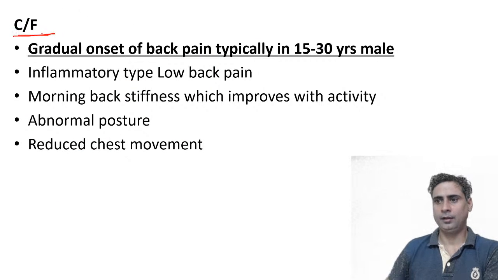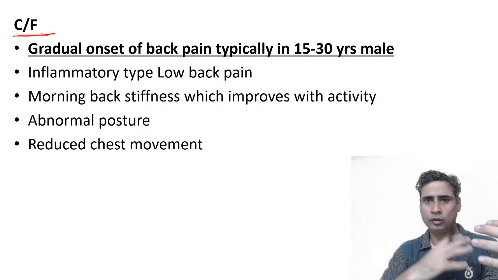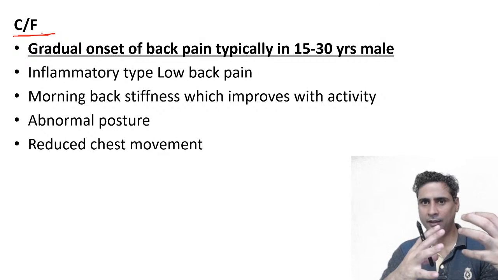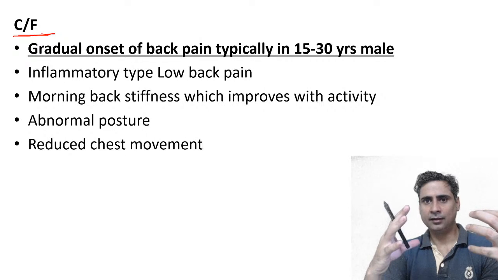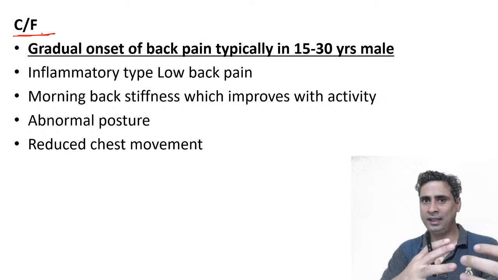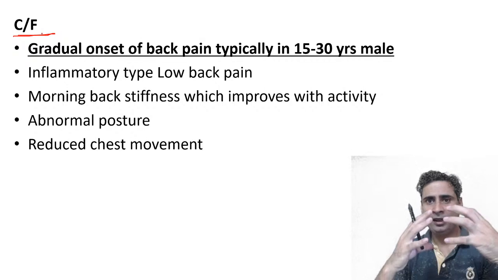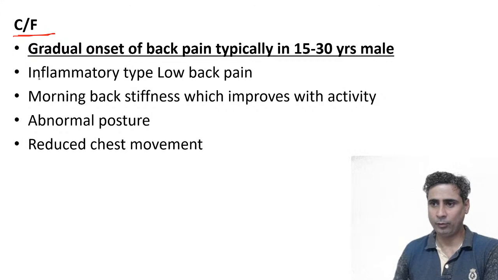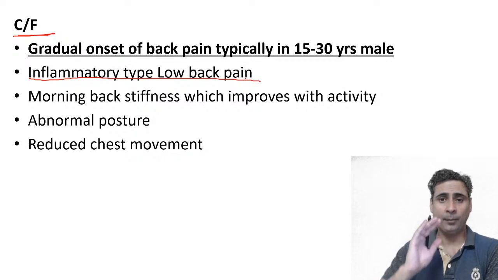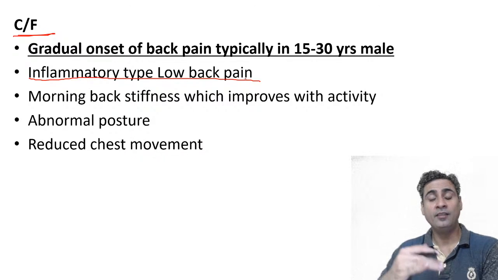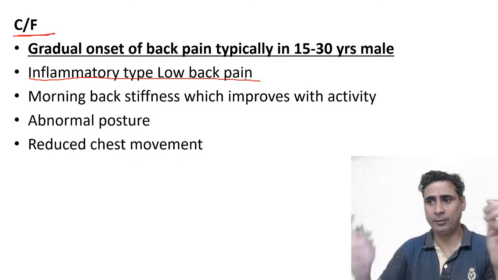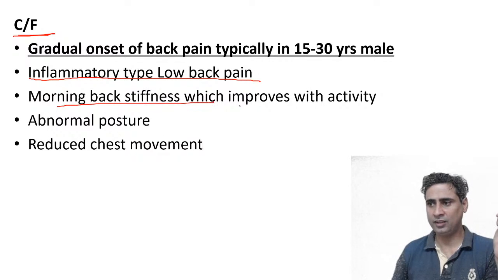Clinically, this will be the most typical presentation. Most of the time it is a young male, there can be females also, but most of the time a young male in the third decade or early fourth decade, presenting with typically inflammatory type of back pain and back stiffness. So once again, what is inflammatory type of back pain? The pain and stiffness in the back which is improved by activity, not by rest. So that is inflammatory type of back pain. Morning back stiffness will improve with activity, not by rest.